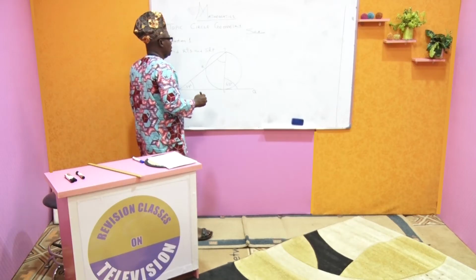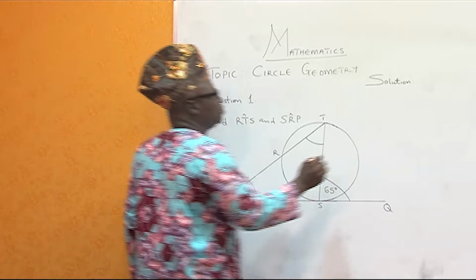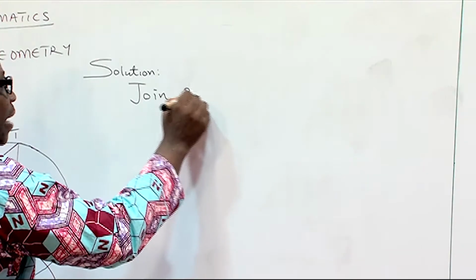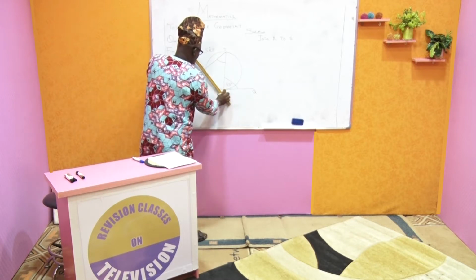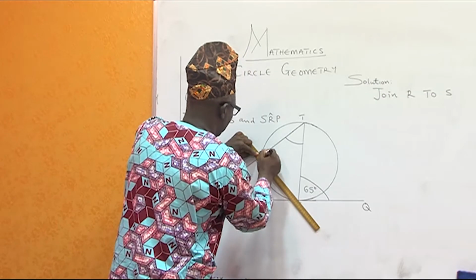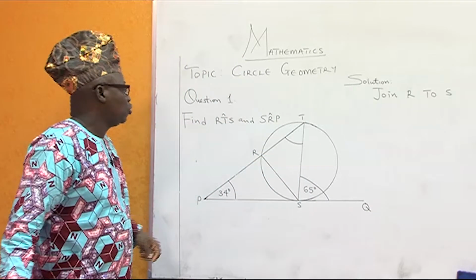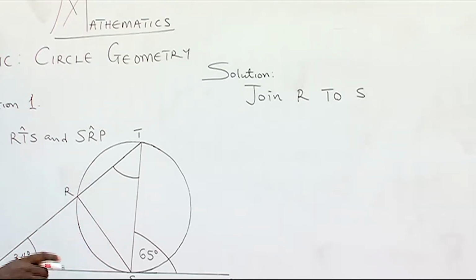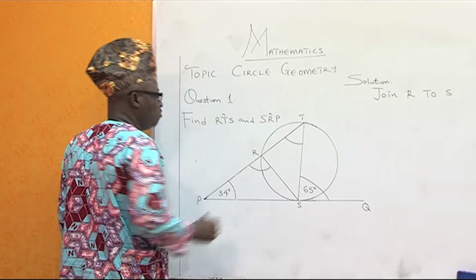So I will start by joining R to S. I'll place my ruler and join the 2 points as shown on the board. Now, the second point, SRP, is now well pronounced, SRP. So this is the second point we are looking for.